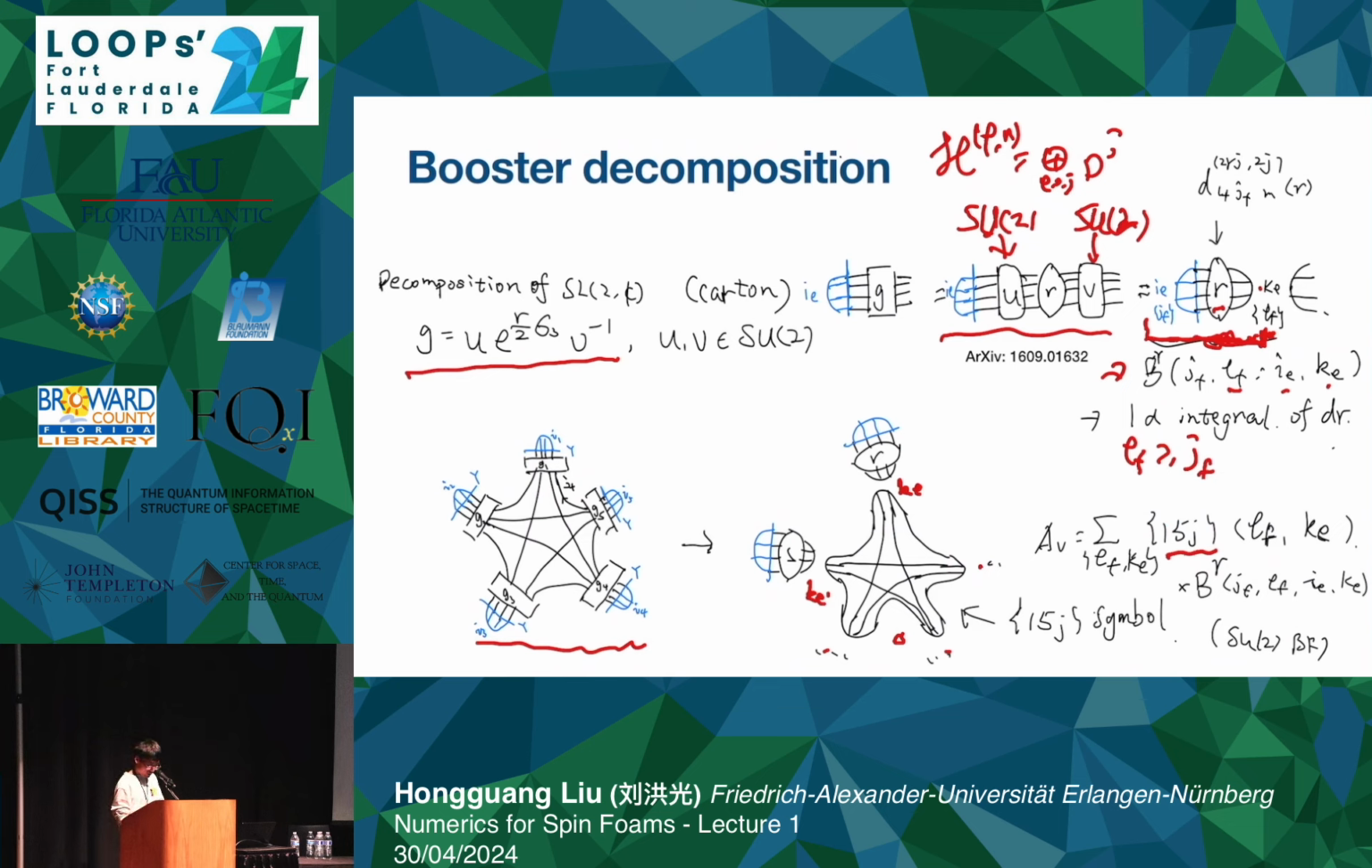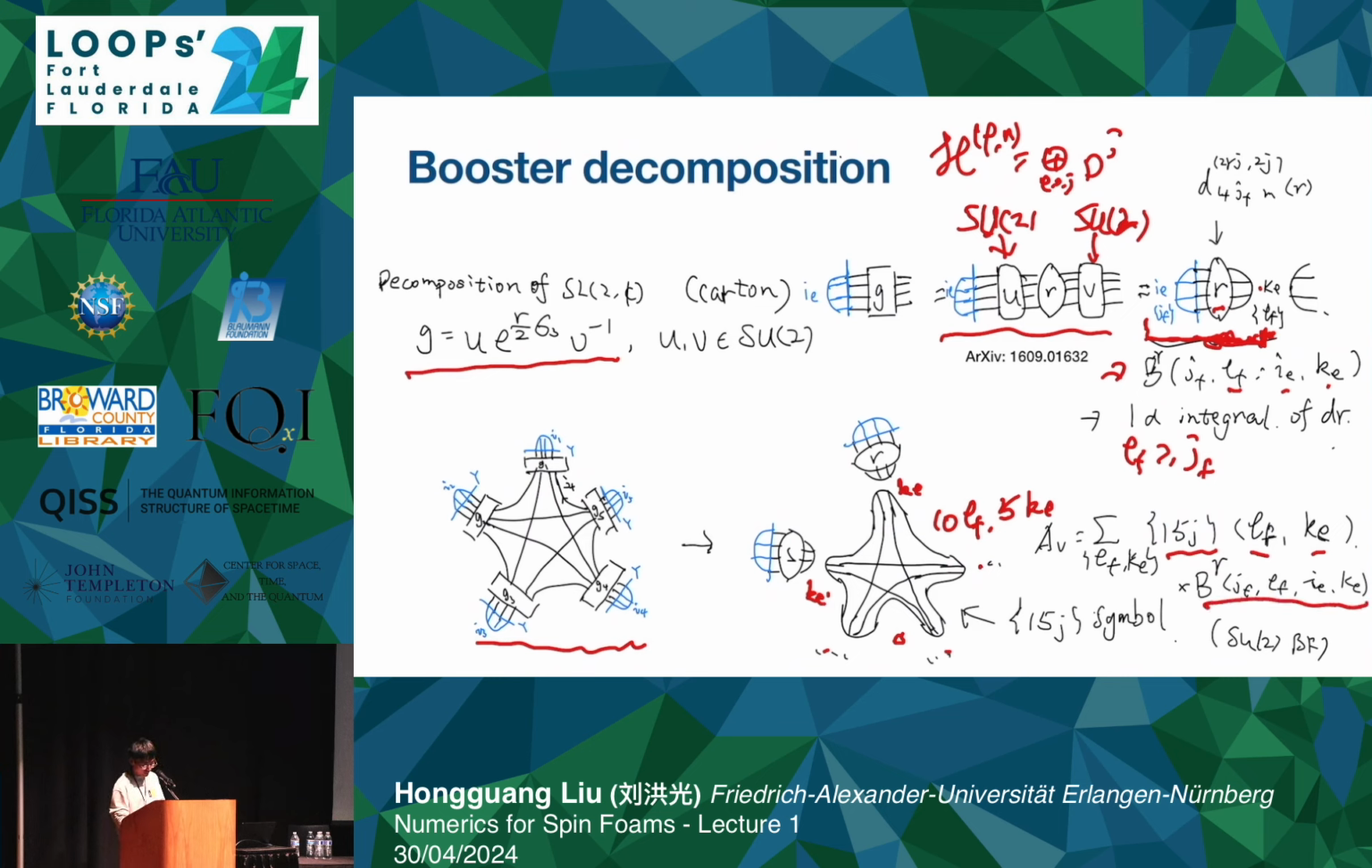And why is it a 15J symbol? As I said, we have 10 spins. Sorry, it's L. Sorry, 10 L and 5 KE. So that forms the 15J symbol. These are the 15 numbers, basically. And then we multiply the booster function.